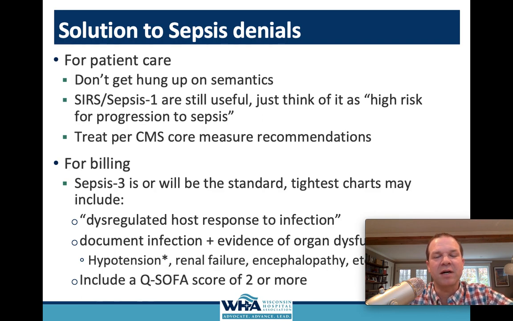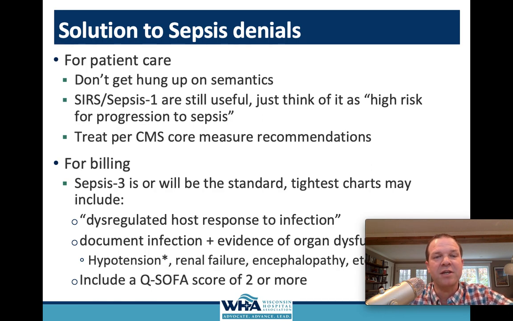We know what we're talking about. We're talking about a patient who has the potential to become bacteremic, the potential to have a dysregulated host response to infection, the potential to have organ damage. That is sepsis. Whether you want to call it sepsis 1 or sepsis 3, we know the clinical identity in front of us. If you are a nomenclature person and it is really bugging you, I would think of SIRS and sepsis 1 as still useful. I wouldn't throw them to the curbside. Just think of them as high risk for progression to sepsis. If you think of SIRS and sepsis 1 in that fashion, these two definitions can actually coexist.